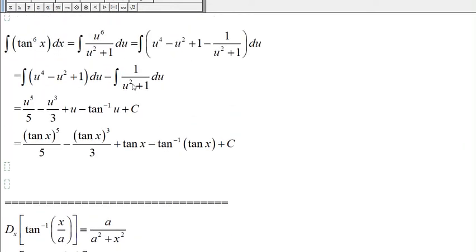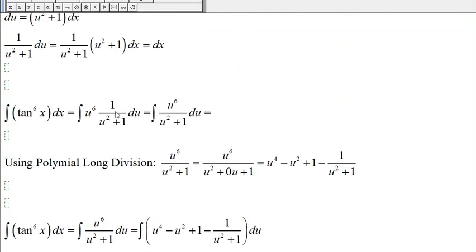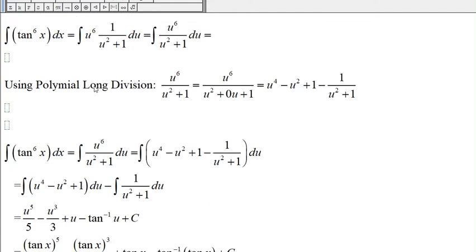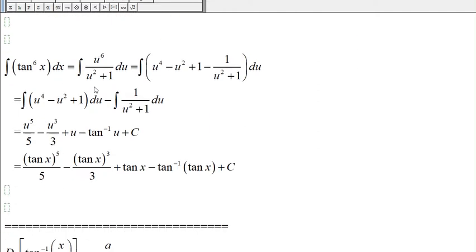So back to our problem. This integral here is tangent inverse of u. But originally u is tangent of x. So in the place of u we have tangent of x, and here we get tangent inverse of tangent of x. And this is the answer.